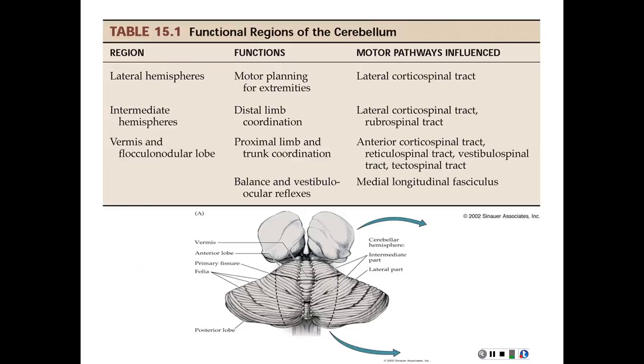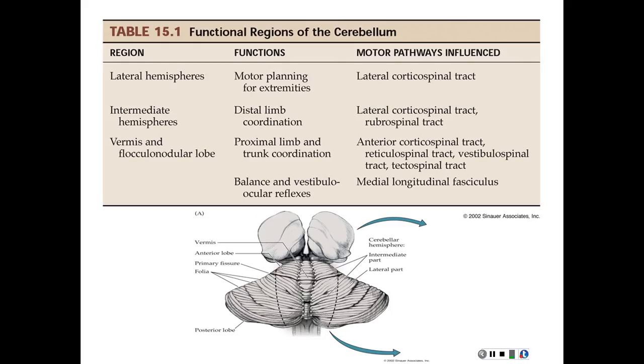So here we have the vermis, we have the intermediate, and we have the lateral. So here's a representation again of the cerebellum. We have the midline vermis, then left and right of that we have the two intermediate parts, the hemispheres, and then the lateral part or hemisphere.